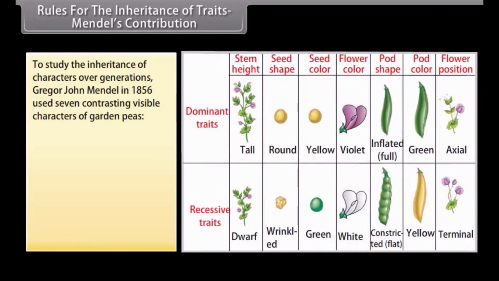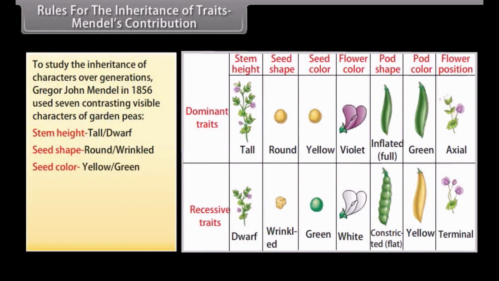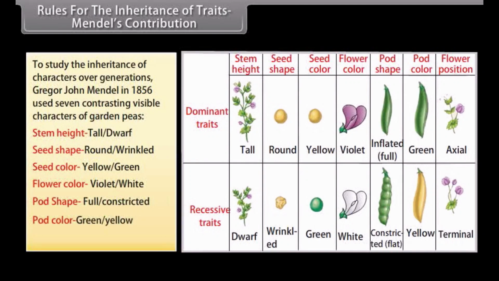To study the inheritance of characters over generations, Gregor John Mendel in 1856 used seven contrasting visible characters of garden peas. Stem height: tall, dwarf plants. Seed shape: round, wrinkled seeds. Seed color: yellow, green seeds. Flower color: violet, white flowers. Pod shape: full, constricted pods. Pod color: green, yellow pods. Flower position: axial, terminal flowers.